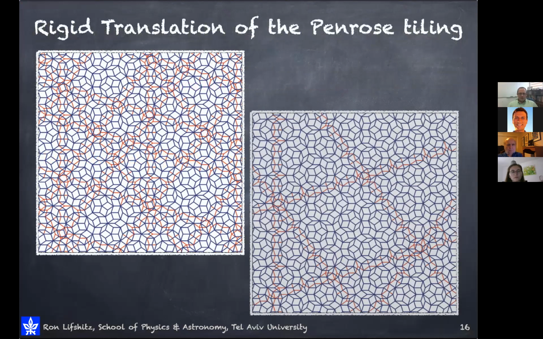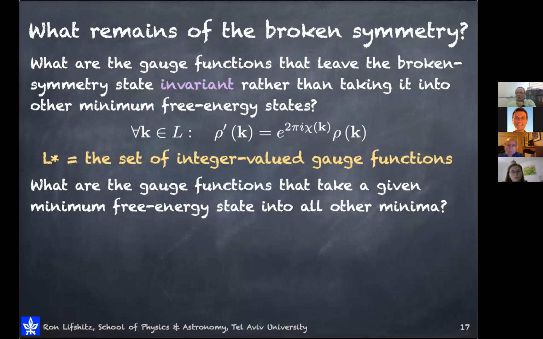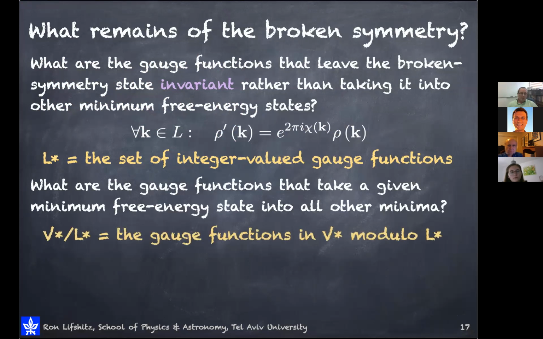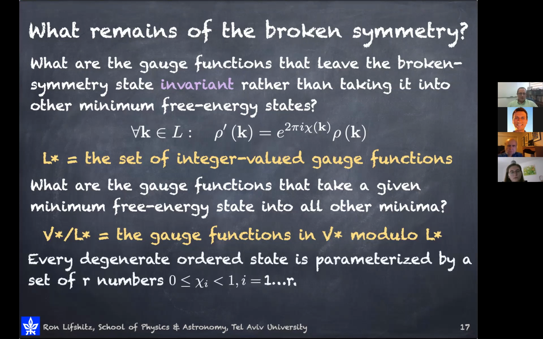I have a picture here just to demonstrate that, but I want to finish the story and I'm running out of time. So what we want to ask is, what are the gauge functions that do take a given minimum free energy state into the other minima? And those are clearly, as I said, the V star, the set of all gauge functions, modulo the set of gauge functions that are integer. Okay, so V star modulo L star.